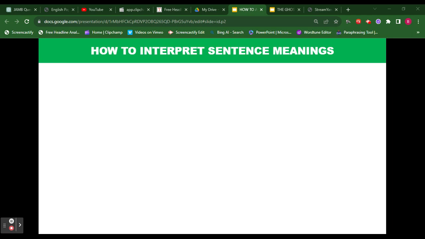How to interpret sentence meanings. Sentence interpretation is a crucial skill in answering Jamb questions. It involves understanding the meaning of a sentence or passage, especially when idiomatic expressions and literary devices are used. Idiomatic expressions are phrases that don't mean exactly what the individual words suggest. They are often culturally specific and require interpretation. Literary devices are techniques used by writers to convey meaning or create effects in their writing.